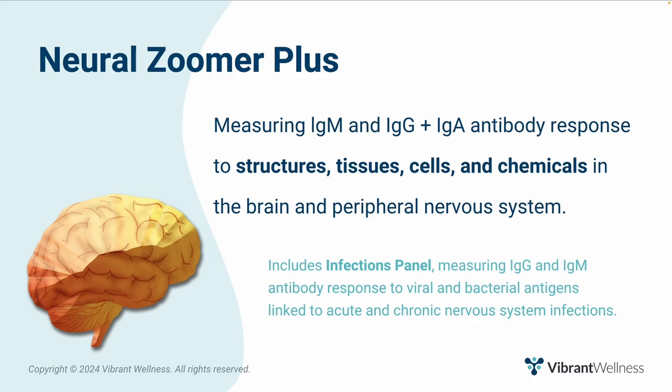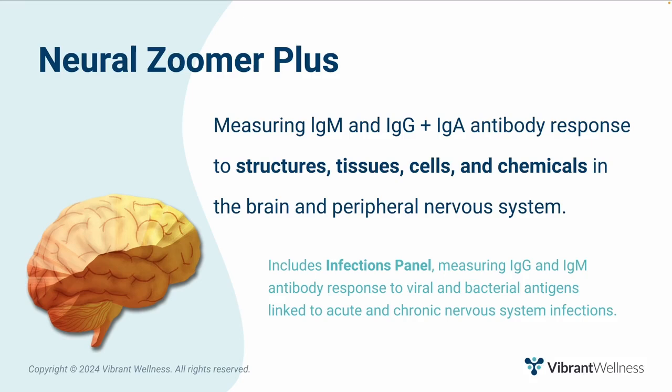Vibrant's NeuralZoomer Plus is a blood test that measures IgM and IgG plus IgA antibody response to structures, tissues, cells, and chemicals in the brain and the peripheral nervous system. And it also includes the infections panel, which detects IgG and IgM antibodies to viral and bacterial antigens linked to acute and chronic nervous system infections. This test can detect underlying inflammatory responses that may be causing symptoms related to mood, memory, aging, balance, movement, pain, and more.